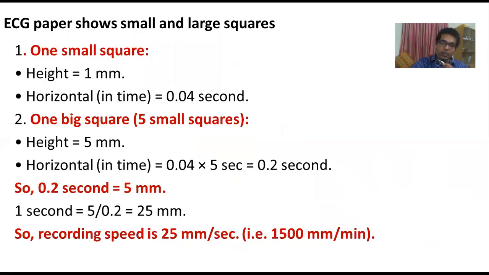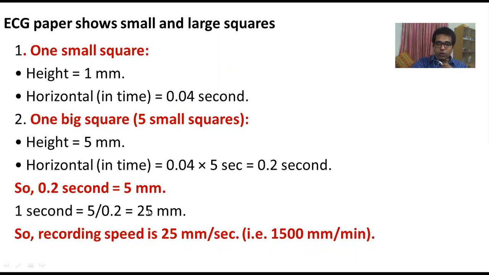Now for the interpretation of the ECG, first you should know the calibration of the ECG paper. The ECG paper shows small and large squares, and one small square height is 1 millimeter, and horizontally it is expressed in time. So one small square is equal to 0.04 second, and one big square is equal to 5 small squares. So the height is 5 millimeters, and horizontally the time is 0.04 times 5, that means 0.2 second. That means 0.2 second is equal to 5 millimeters.